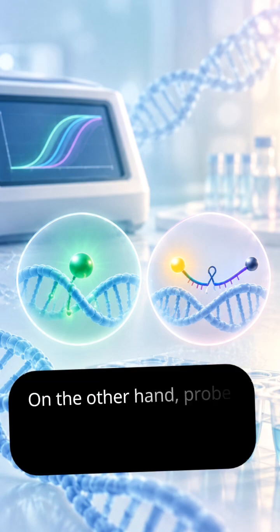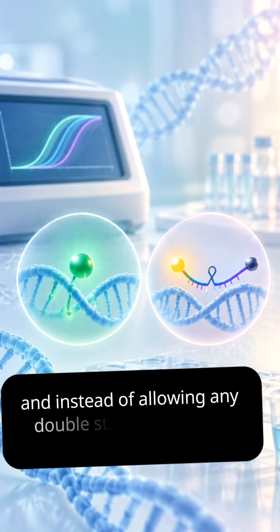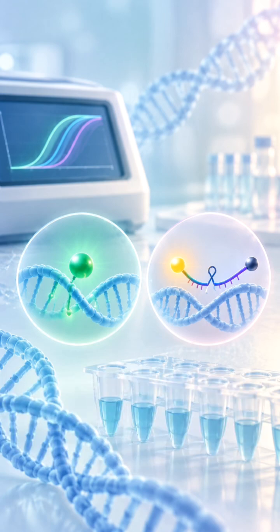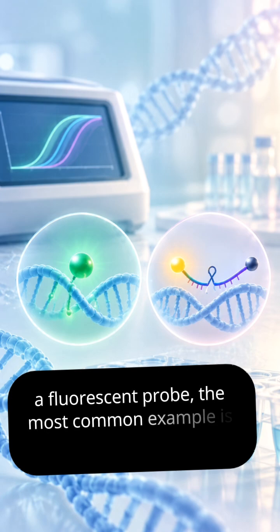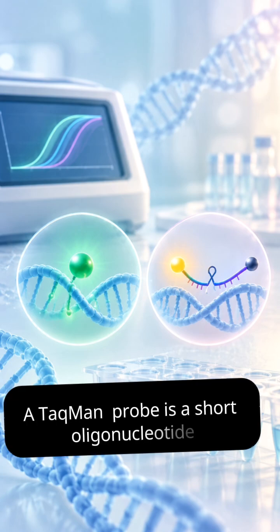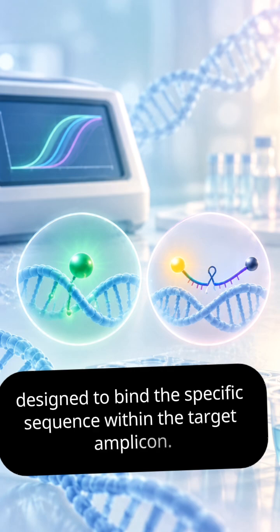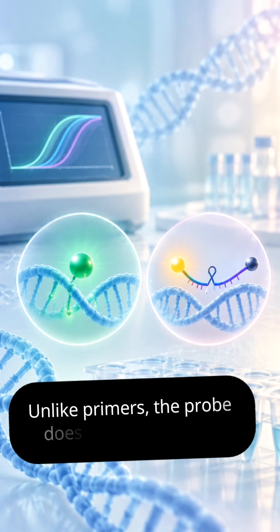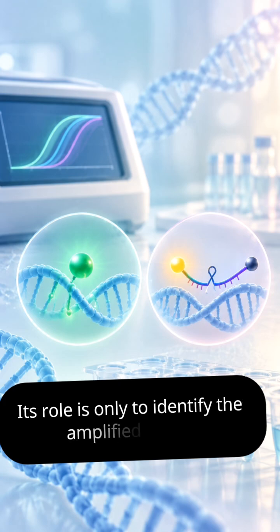On the other hand, probe-based detection takes a different approach. Instead of allowing any double-stranded DNA to generate fluorescence, it introduces a sequence-specific fluorescent probe. The most common example is the TaqMan assay. A TaqMan probe is a short oligonucleotide designed to bind a specific sequence within the target amplicon. Unlike primers, the probe does not amplify DNA. Its role is only to identify the amplified target.